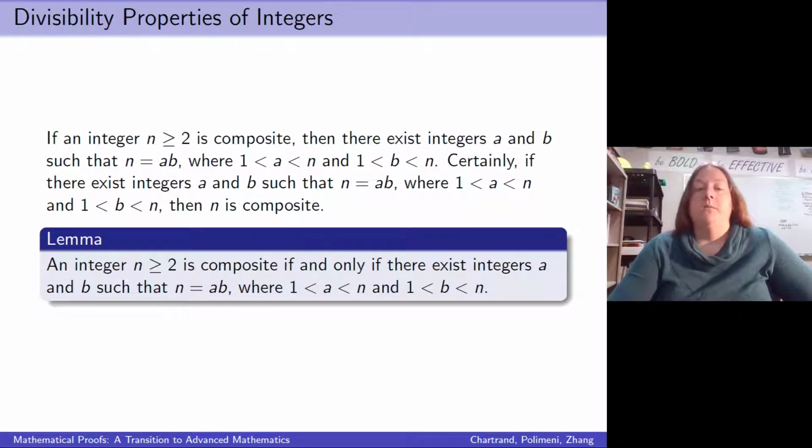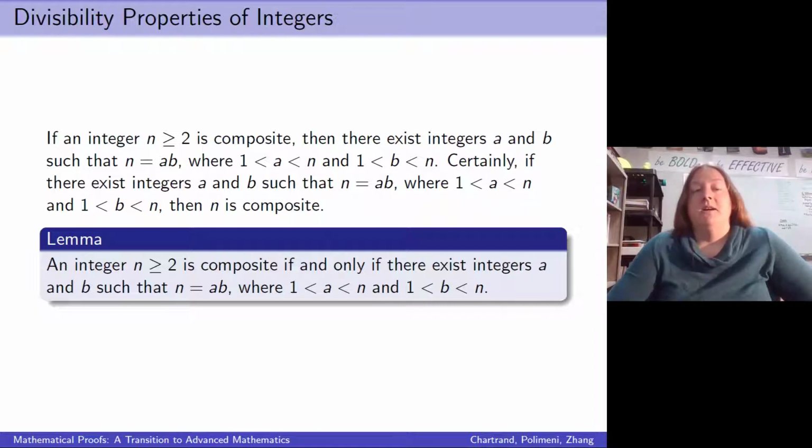Now, when we talk about numbers being composite, this is like the idea of numbers being irrational. Like when we asked, what does irrational mean? Well, it meant not rational. Composite means not prime. So ideally, what we want is some kind of characterization of composite numbers that's useful to us when we're looking to prove things.